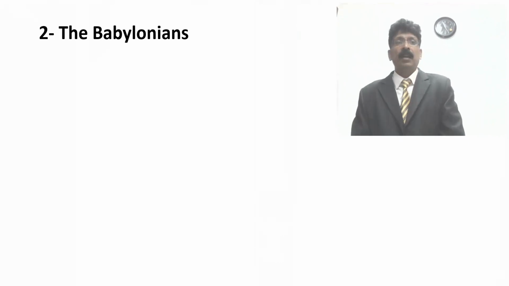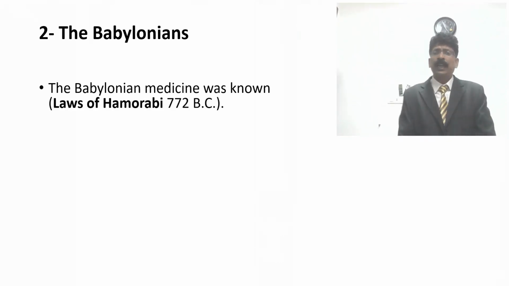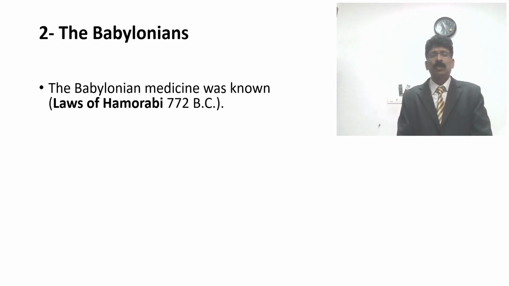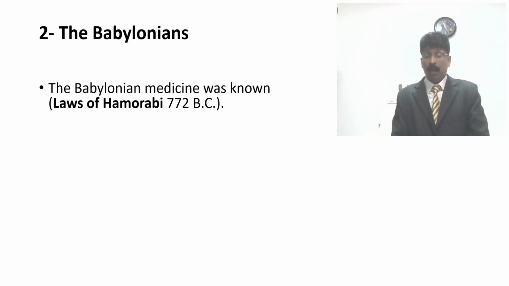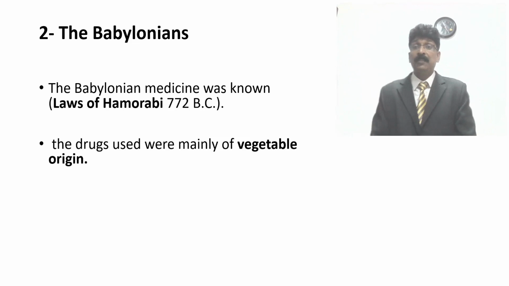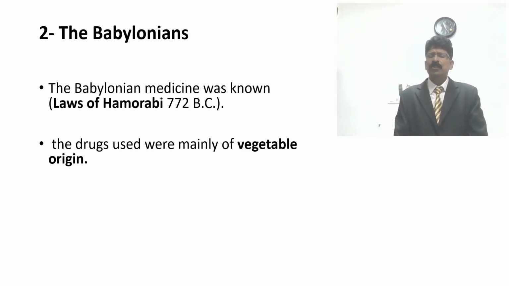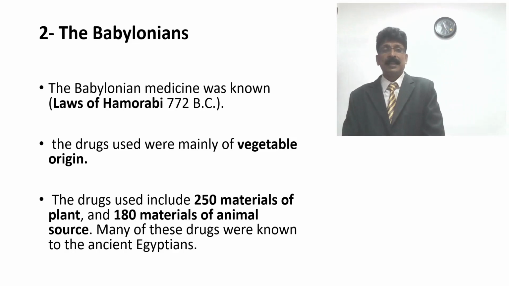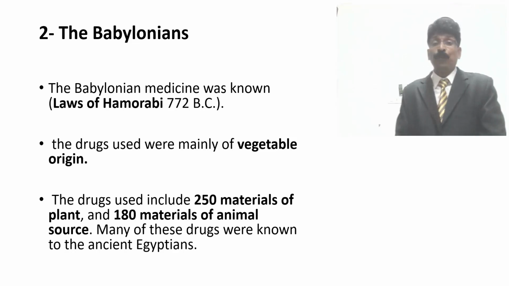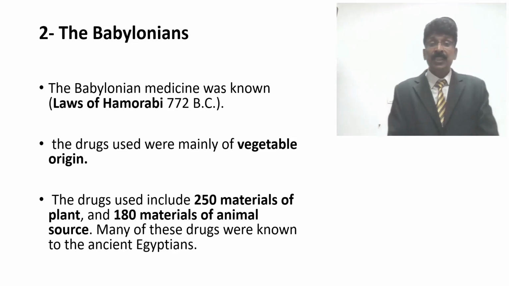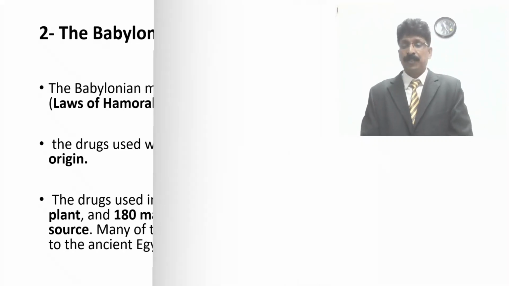Now Babylonian, the next one. Babylonian medicine was known for the Law of Hammurabi. In 772 BC, the drugs used were from vegetable origin, that means plant sources. The drugs used include 250 materials from plants and 180 materials from animal sources. Many of these drugs were known to the ancient Egyptians.